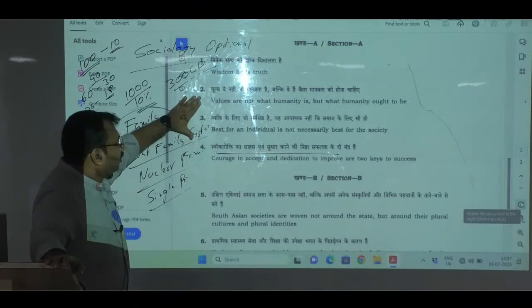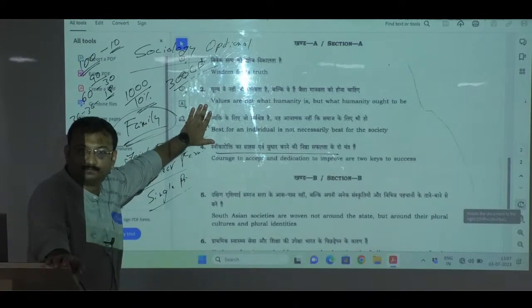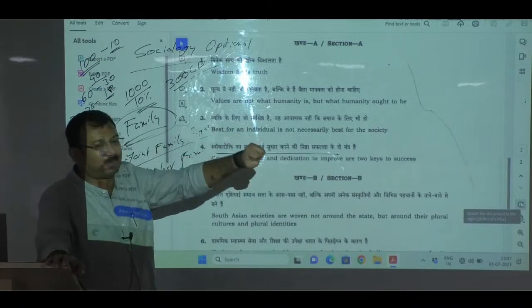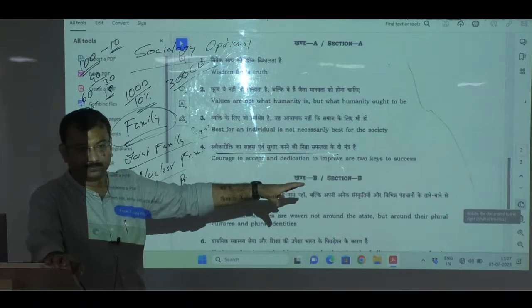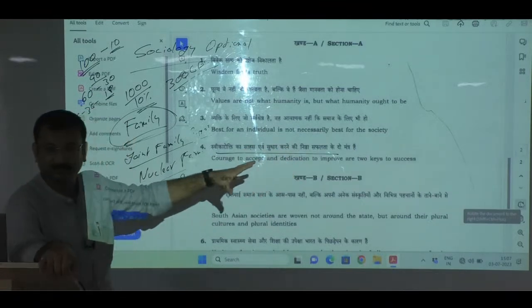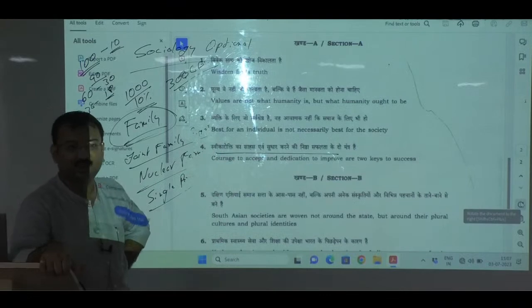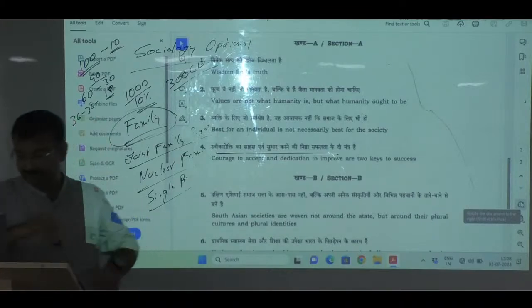topic number three. Good for an individual is not necessarily good for the society. Individual interest and societal interest may not always be the same. Say there is a ruler, and the ruler aspires to cling to power. And to hold on to power, that ruler can do anything. That's what his or her intentions are. That's their interest. But is that interest aligned with the interest of the society at large? Never. Clear? Next.